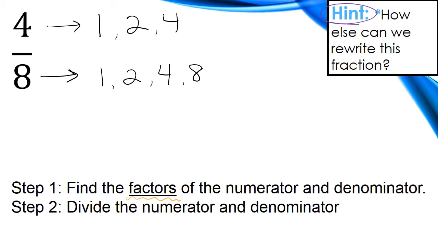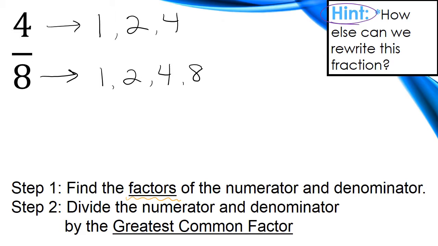And our second step here is we're going to divide the numerator and the denominator by the greatest common factor. And so we're going to look at both factor lists here, our factors of 4 and factors of 8. What is the biggest number that these have in common? So we know that 4 and 4 are the biggest numbers that they share in common, or the greatest common factor. So it says we're going to divide the numerator and the denominator by the greatest common factor.